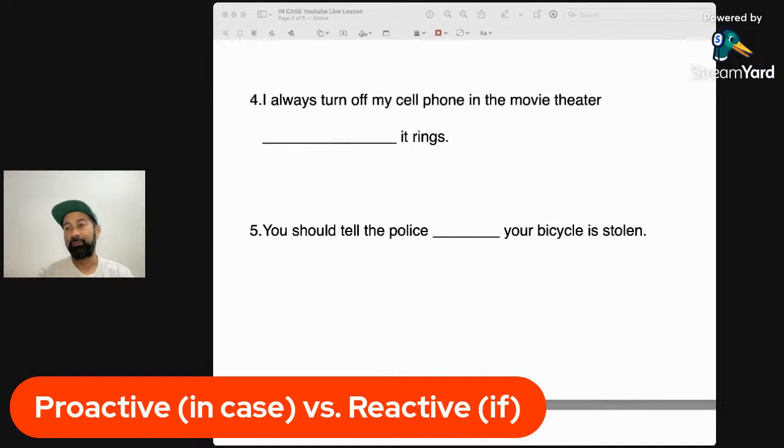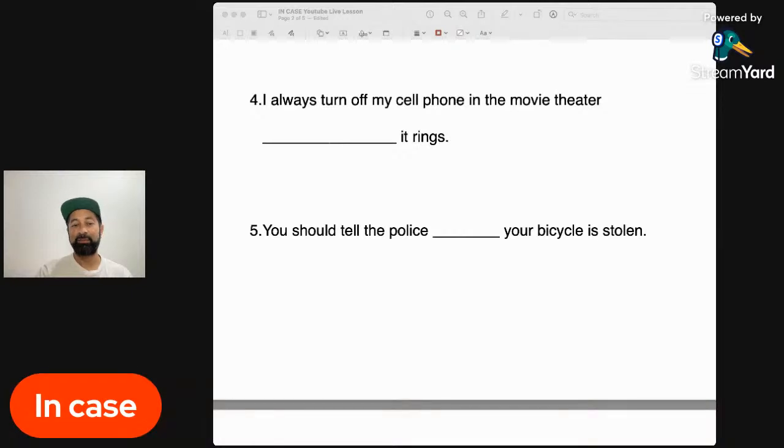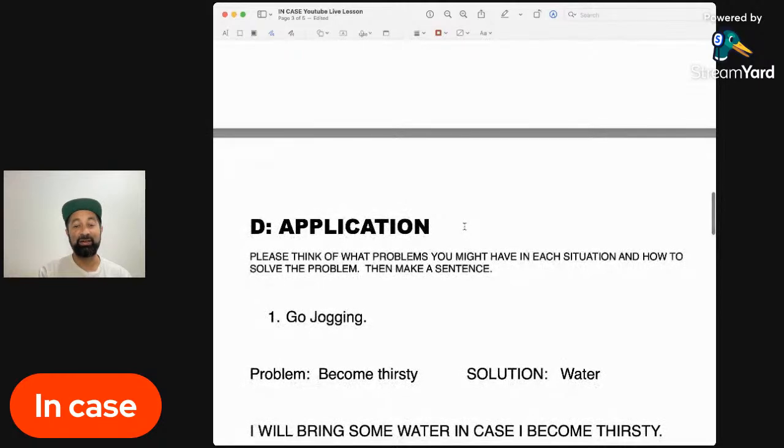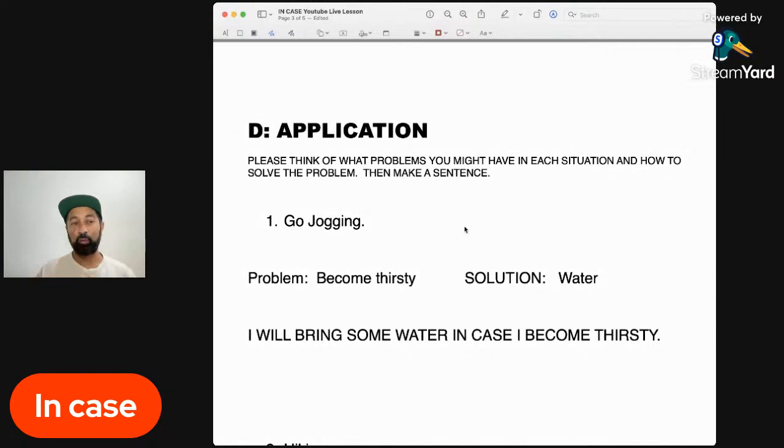Okay, so today's lesson, though, we want to focus more on in case, preparing for a problem, being proactive. So that is what we're focusing on today, where we're going to prepare for the potential problem. The problem may happen. So we are going to be looking at in case. So in the next section, I am going to give you some situations, some scenarios. So let's look here. I've done number 1 for you.